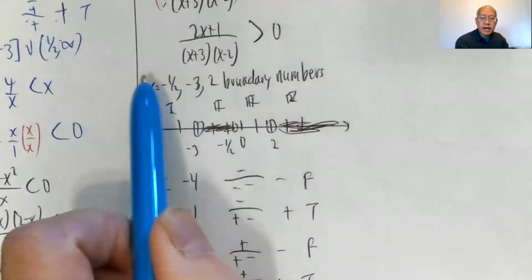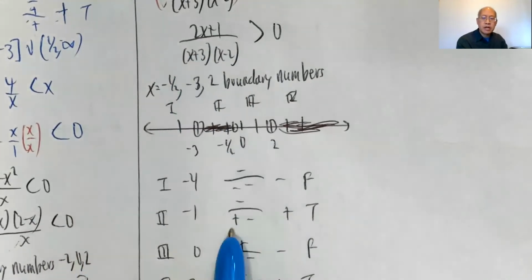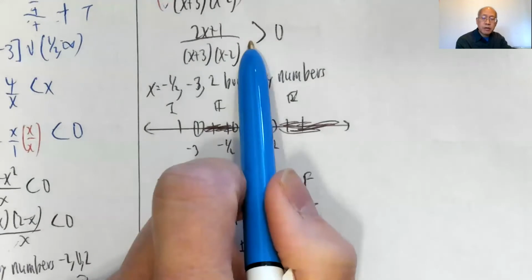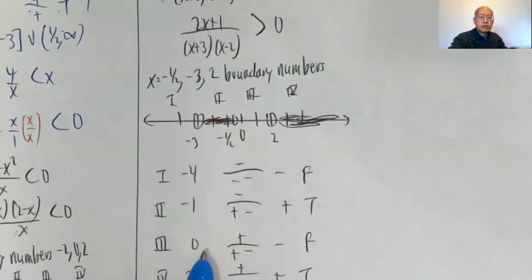Region 2, negative 1. 2 times negative 1 plus 1, negative. Negative 1 plus 3, positive. Negative 1 minus 2, negative. So 2 negatives and a positive, multiplying and dividing gives me a positive. Positive greater than 0, that's true. Shade in region 2.